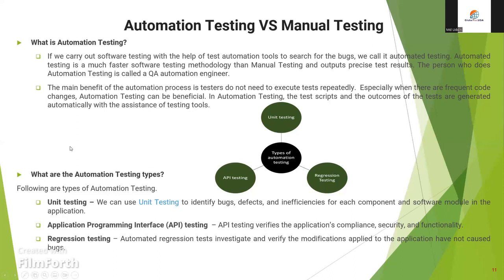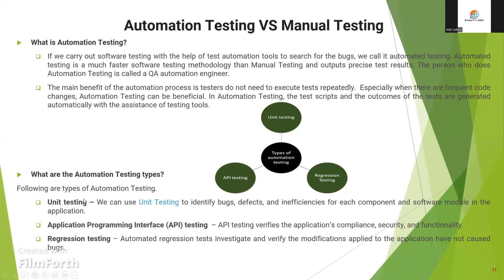So what are the automation testing types? There are some automation testing types. Unit testing is one automation type, where we can use unit testing to identify bugs, defects, and interferences for each component and software module in the application, right? So whenever you do automation testing, you can do unit testing.